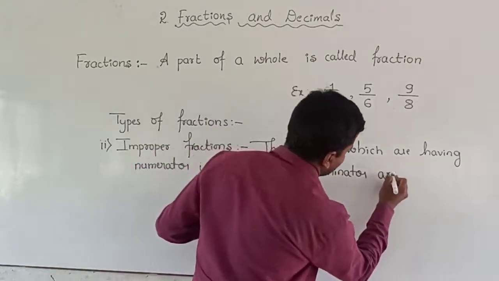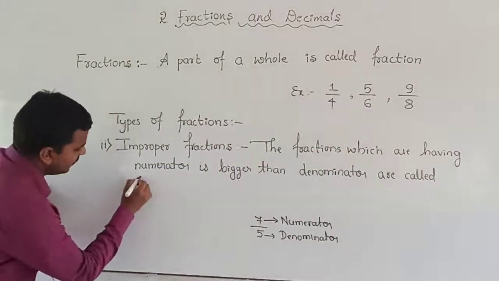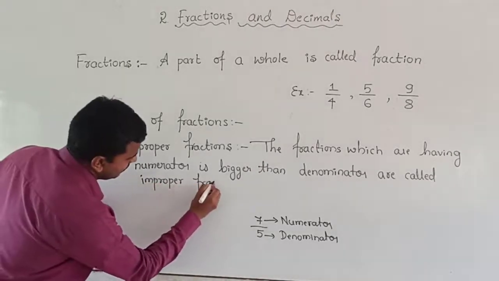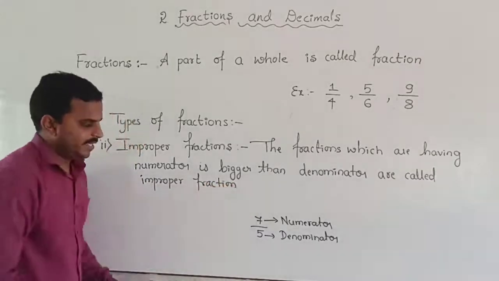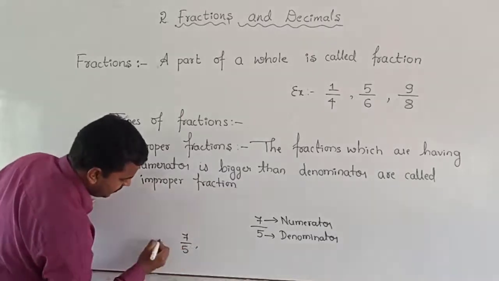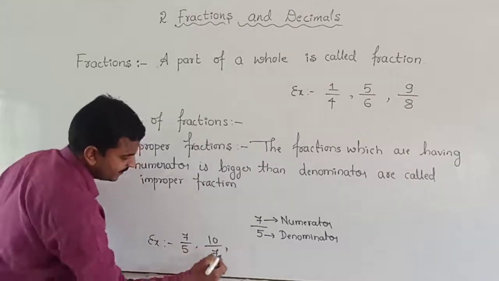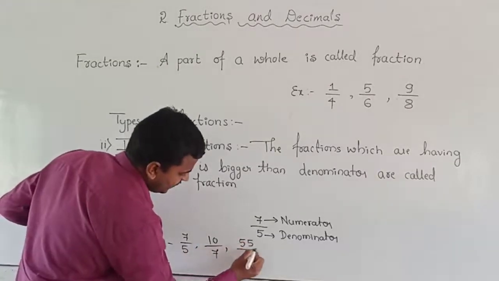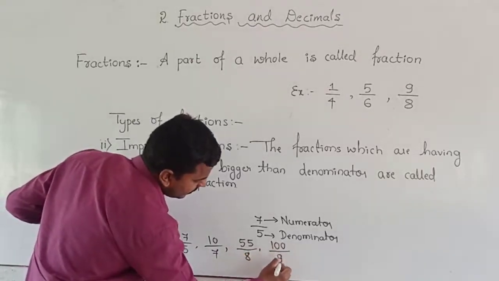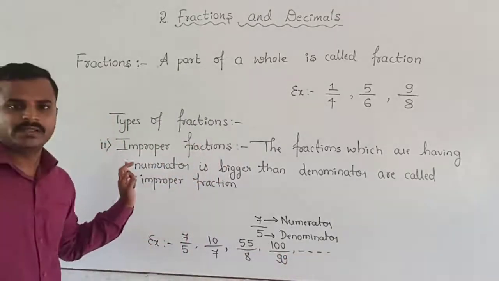Are called improper fraction. So the examples for this improper fraction are 7 by 5, 10 by 7, 55 by 8, 100 by 99, and so on. These are the examples for this improper fraction.